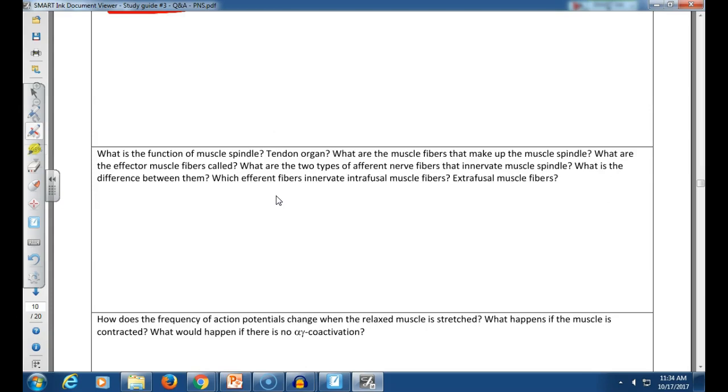Muscle spindle versus tendon organ. Know the anatomy of the muscle spindle, which means intrafusal fibers, annulospiral endings, flower spray endings, gamma efferent fibers, alpha efferent fibers. Which one innervates which muscle? Gamma innervate intrafusal, alpha innervate extrafusal.